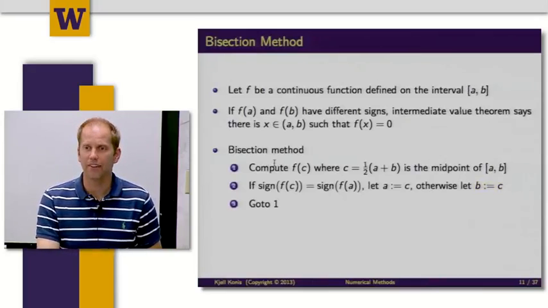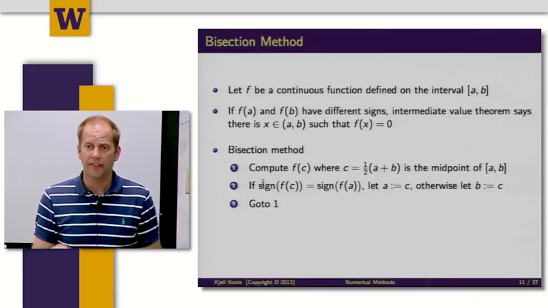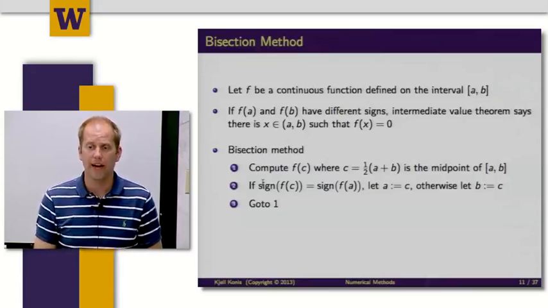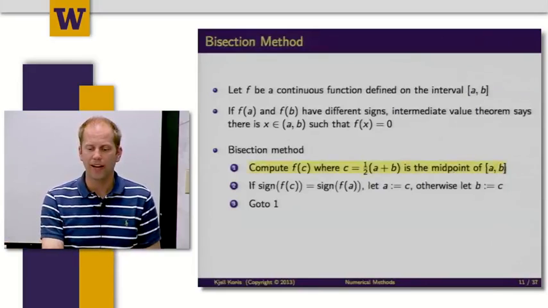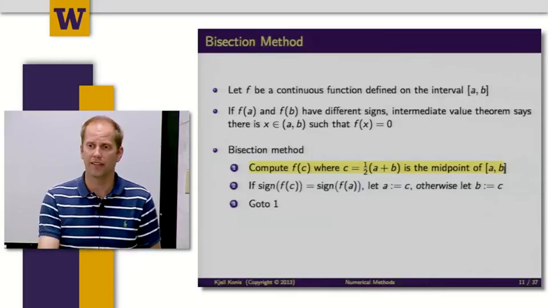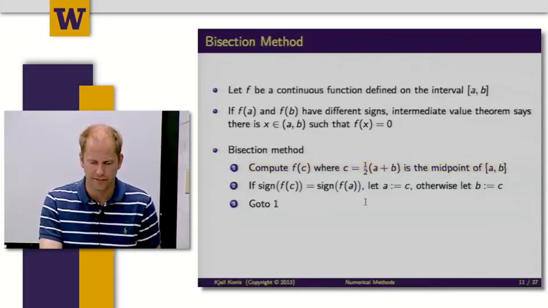It's a very simple algorithm. I just chop the interval in half. That gives me two subintervals. At least one of those subintervals is still going to have the property that the function evaluated at the endpoints has different signs. So that becomes my new interval, and then I go back and do this again. Every time, I'm cutting my interval in half.